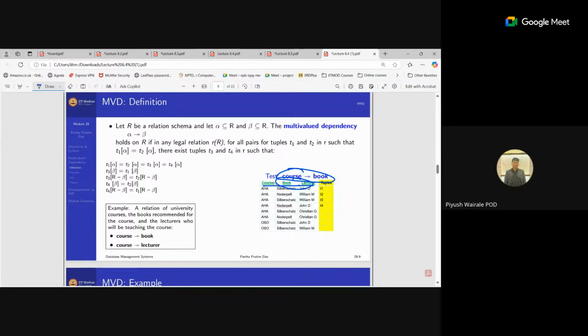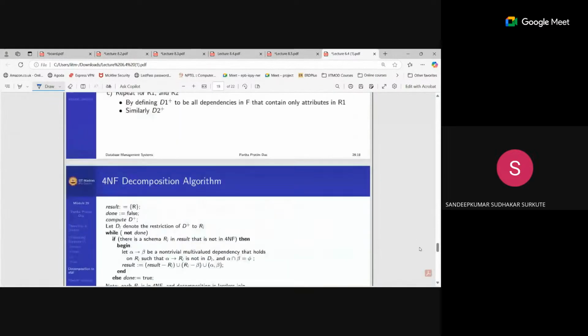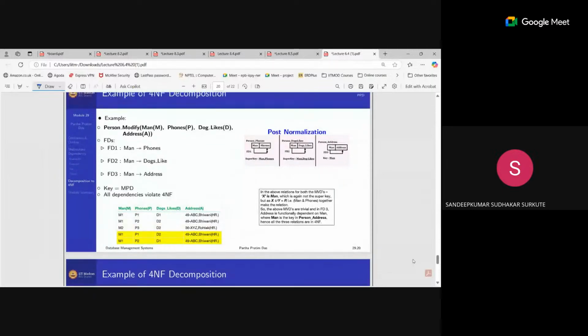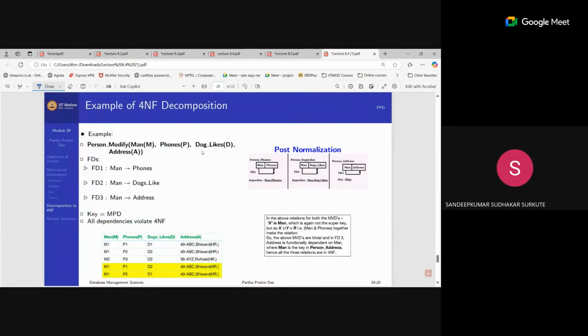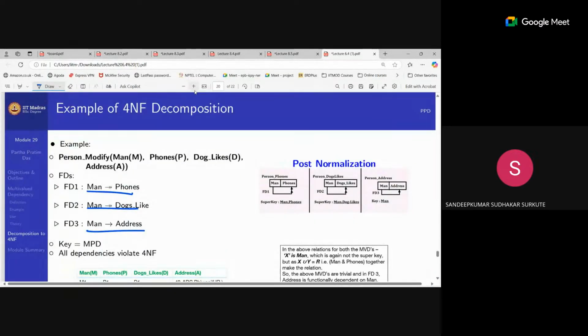Now, if you are trying to decompose this one, okay, slide 29.20. So we have man, phone, dogs, likes. Now after normalization, if you see on the right, what is the second one? It is still, I think, man multi-determines dog, right? The second FD, the middle one. Correct.